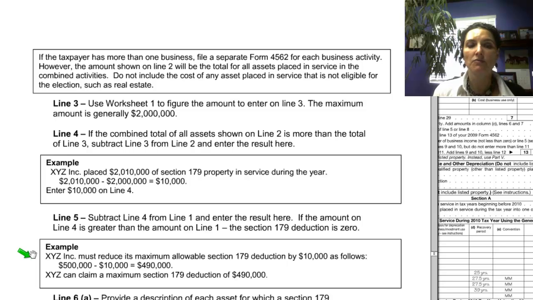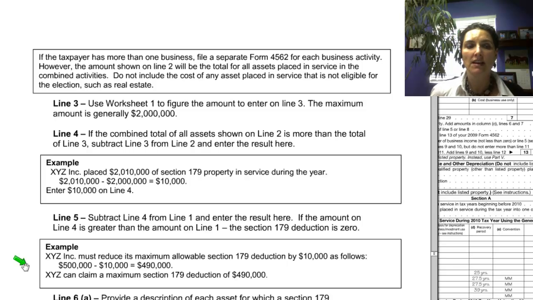XYZ company must reduce its maximum allowed Section 179 deduction by $10,000 as follows. $500,000 minus $10,000 equals $490,000. This means that XYZ can claim a maximum Section 179 deduction of $490,000.